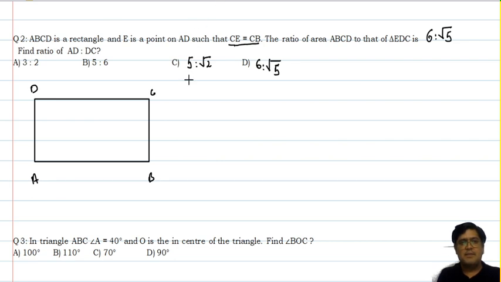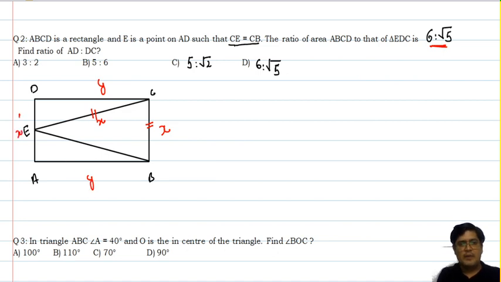Now, E is a point on AD such that CE and CB are equal. So I'm drawing a line here. I'm calling this point E and I'm joining E with B further. Now I have been told that CE and CB are equal and I have been given an area ratio. If I assume this to be X, this is going to be X, this to be Y, this to be Y, this is going to be X.